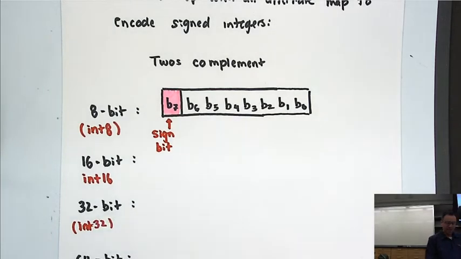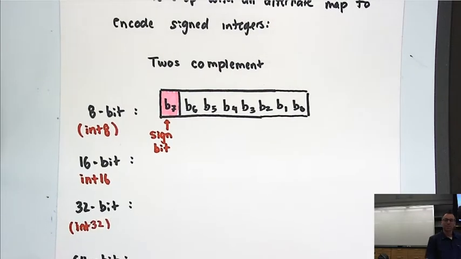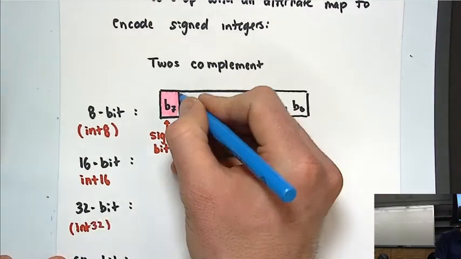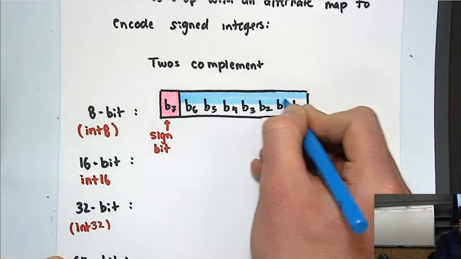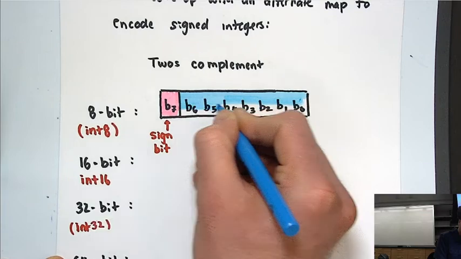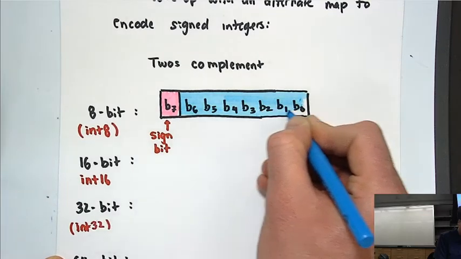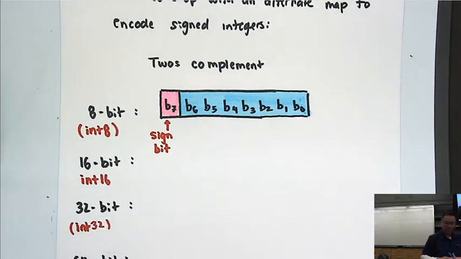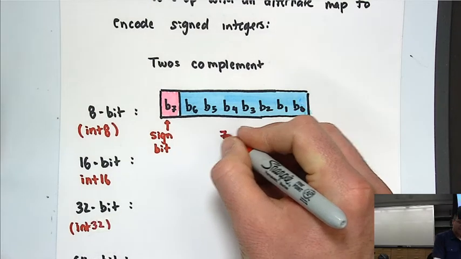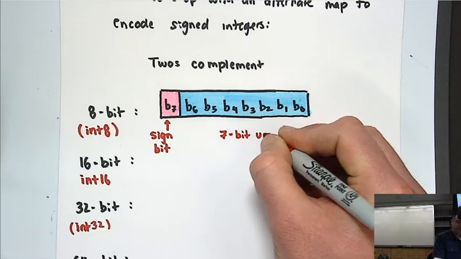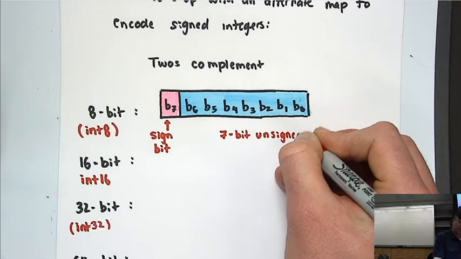The funny thing about that sign bit, however, is that it's represented in a very, very interesting way. The rest of this thing literally goes back to an unsigned integer. So this is going to be a 7-bit unsigned integer.